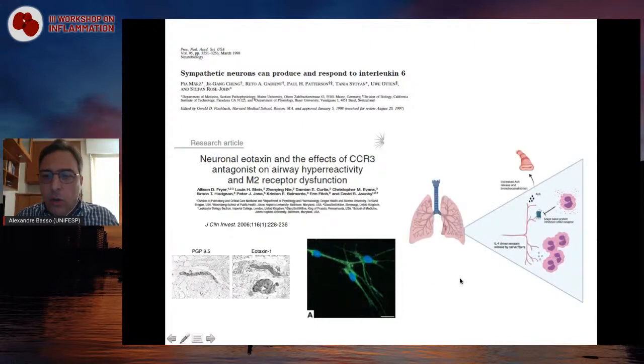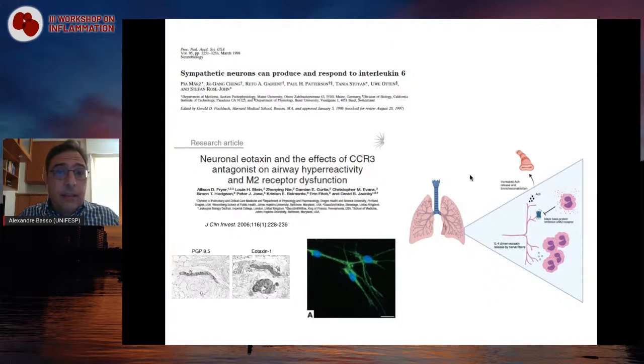What they show is that IL-4 driven eotaxin released by nerve fibers can attract eosinophils to the airways. And once the eosinophils are activated, they release major basic protein, and this will inhibit M2 receptor function, leading to increased release of acetylcholine and increased bronchoconstriction in animal models of lung allergic inflammation.